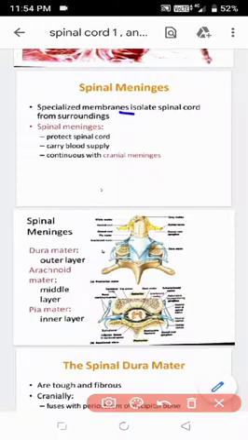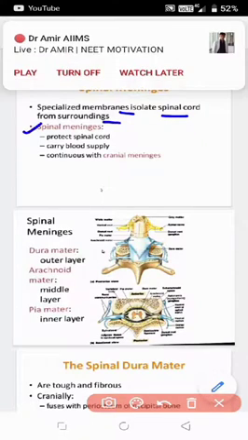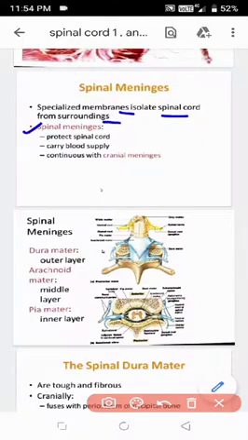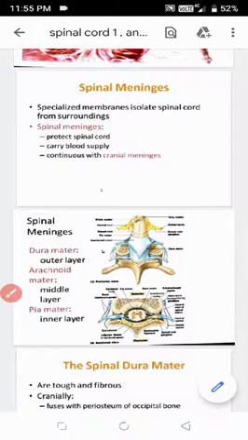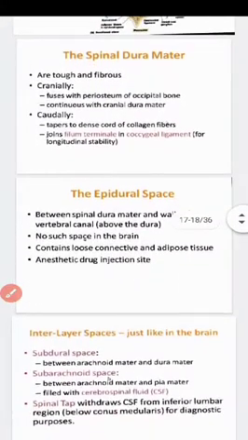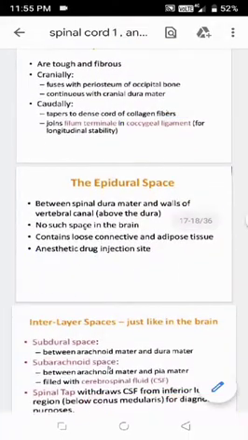Specialized membranes isolate the spinal cord from its surroundings, and the spinal meninges protect the spinal cord, carry a blood supply, and continue with the cranial meninges. See here, the meninges: the outer layer is the dura, the middle layer is the arachnoid membrane, and the inner layer is the pia mater. This is the same as in the brain. Okay. Now, spinal dura mater.